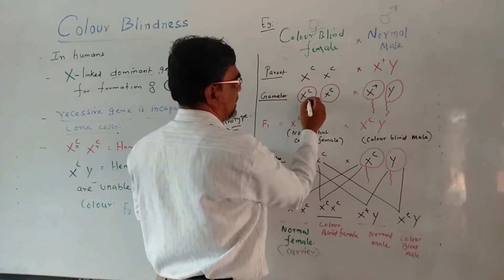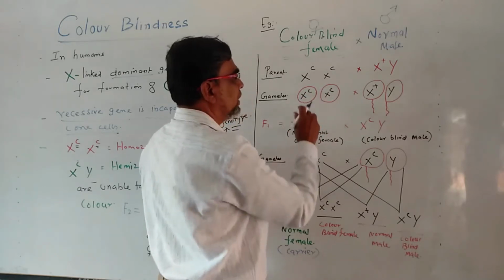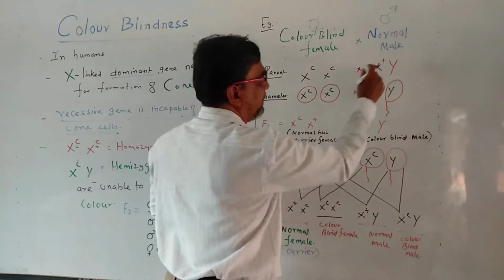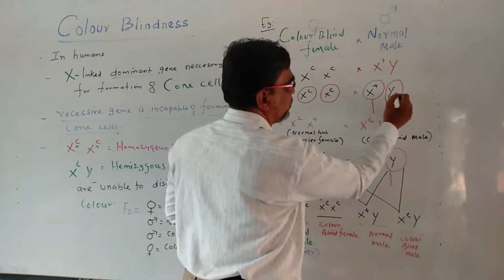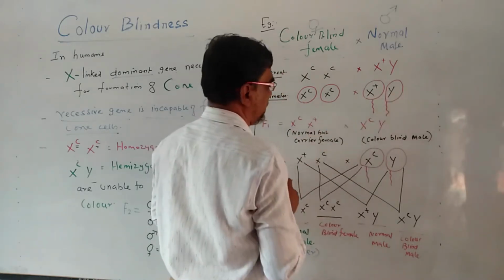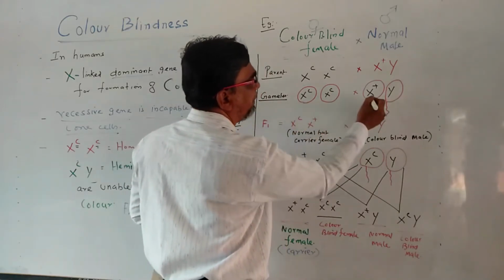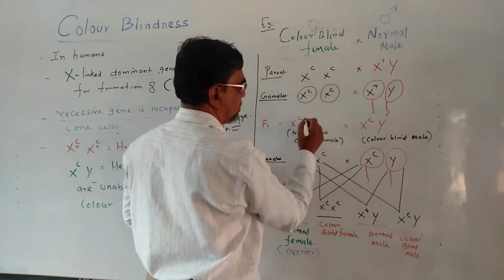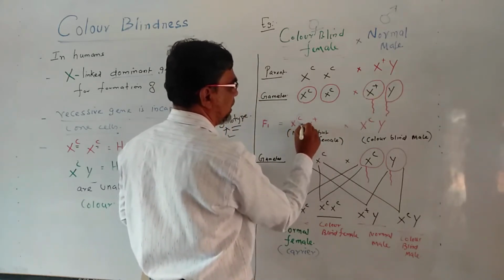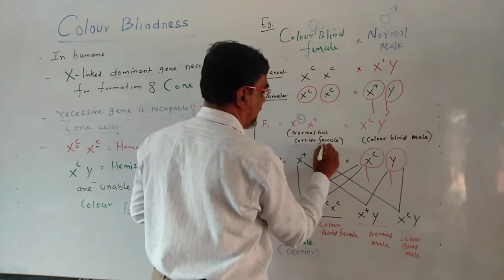So X^c, this is one type of egg. Another type of egg is X^c. We can say gametes. Whereas in the male, there are two types of sperm: one is X sperm, one is Y sperm. So this is the gamete condition. Now what happens? This is the first gamete, X^c, when combined with X, what happens? X^c X. This is a recessive gene, so this person will be normal but a carrier.